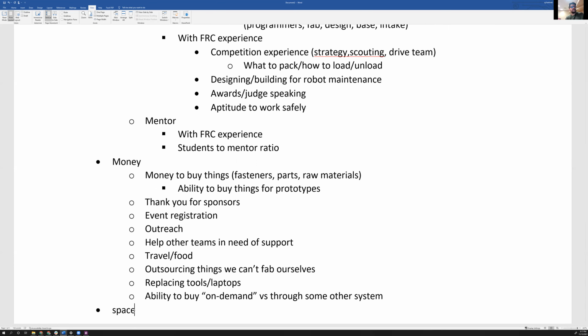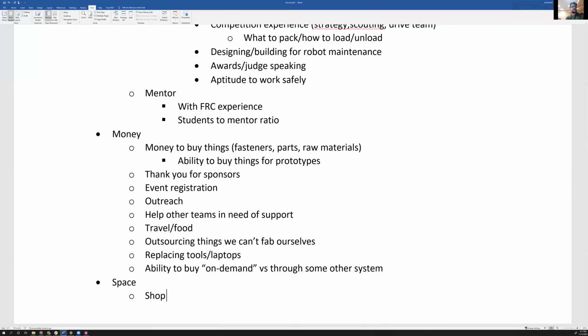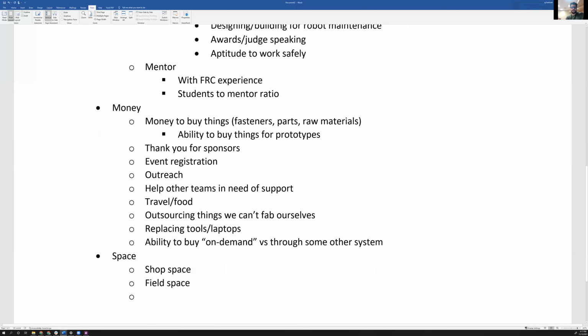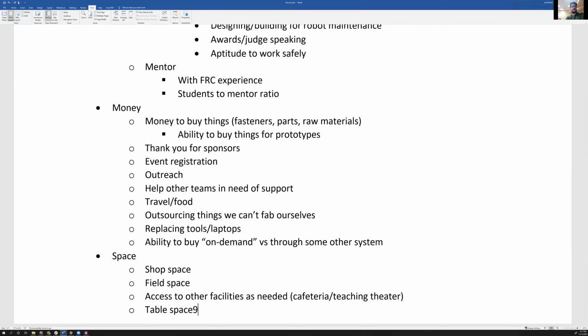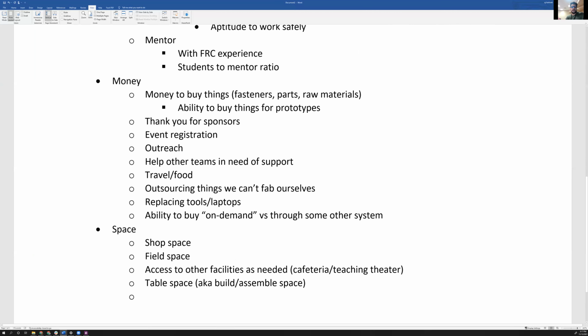Yes, that is a great one. I'm going to categorize that as space. So we've got shop space, field space. What else? Cafeteria and teaching theater. I was going to say general learning space, also known as build and assemble space. Okay. Anything else to add to that? I'll say that kind of goes under shop space.